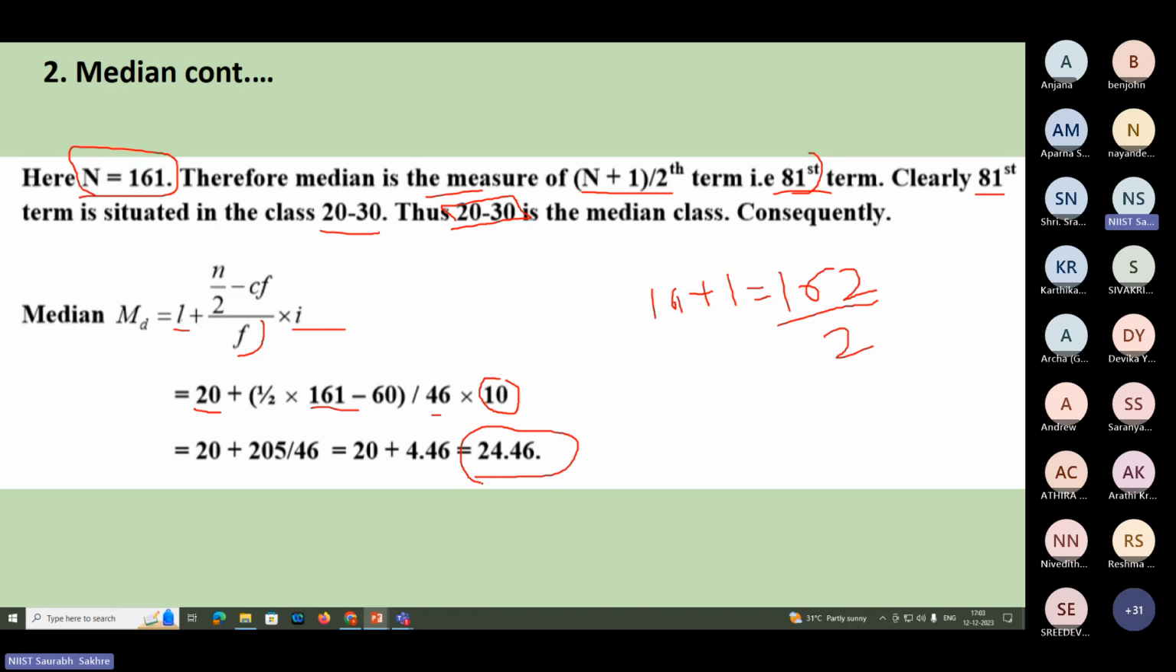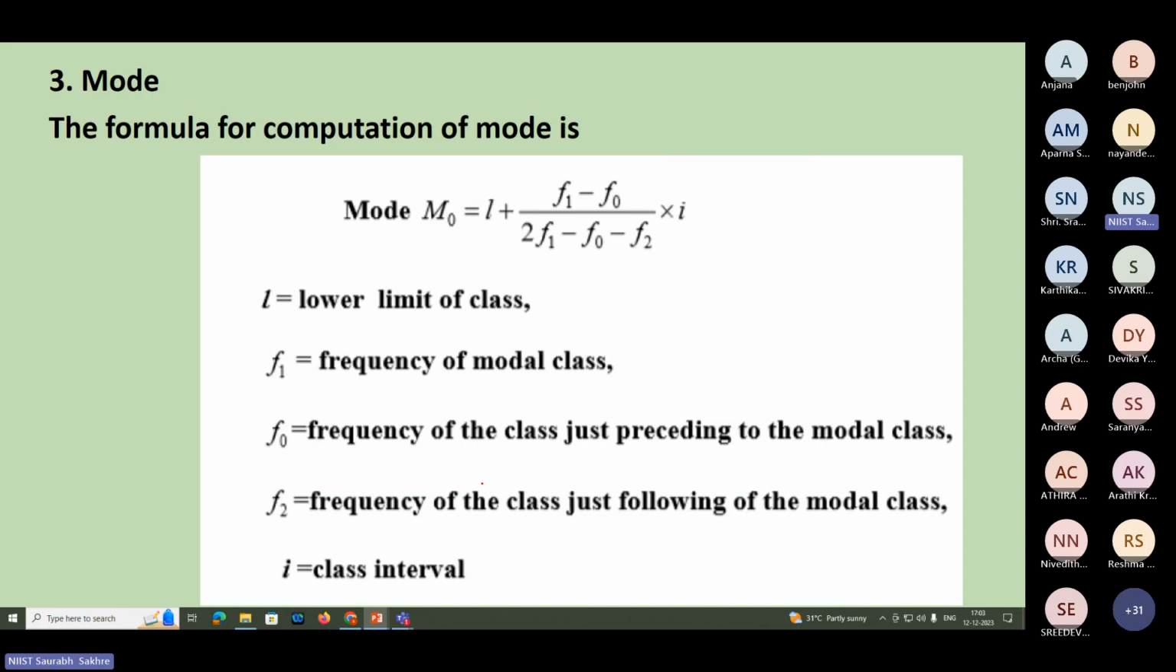I hope this is clear to you. Even if it is not clear now, in the assignment it will become clear to you. Okay, great. Now we will go ahead.